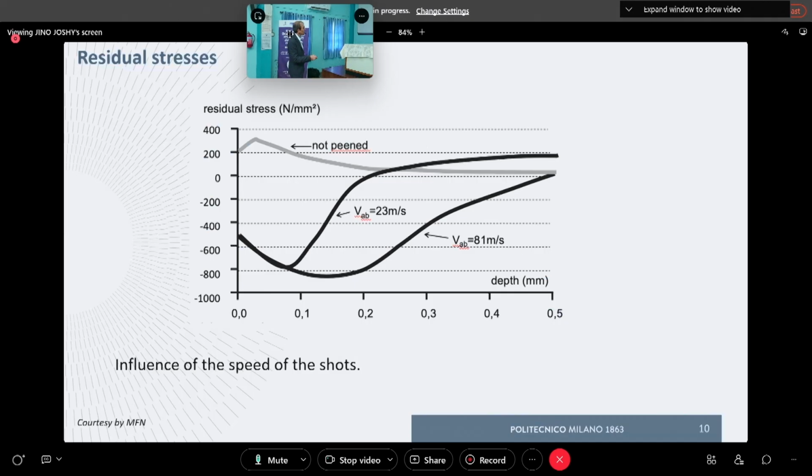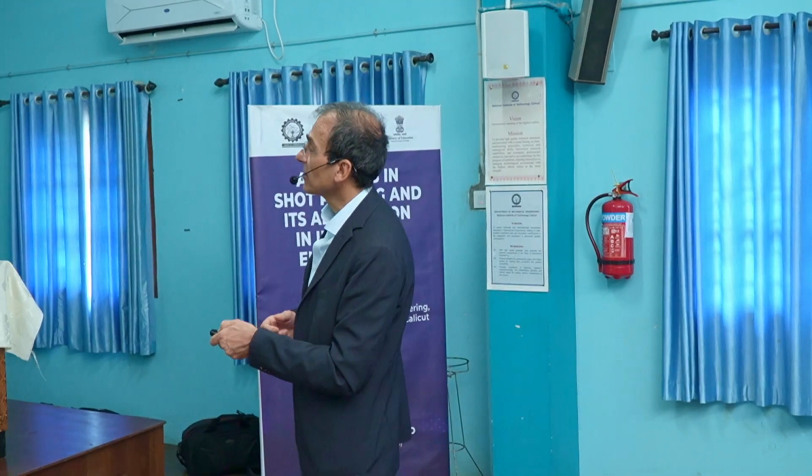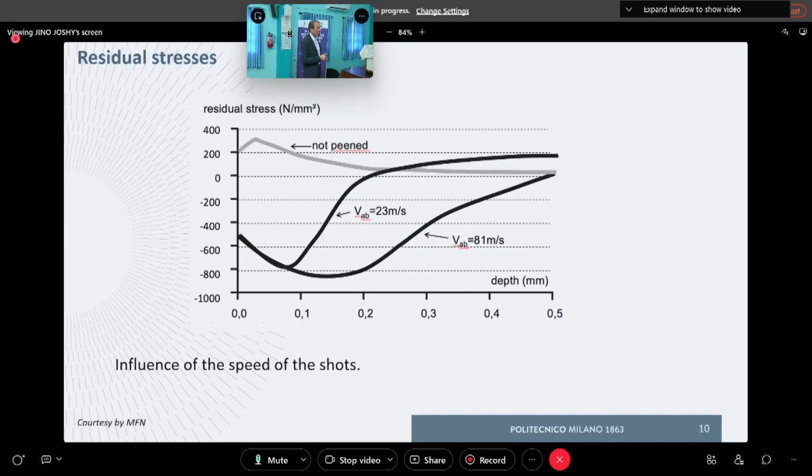While if you consider a larger velocity of the shot, in this case 81 meters per second, the most remarkable change is the increased depth of the treated layer of material.